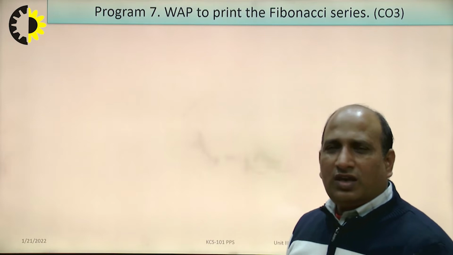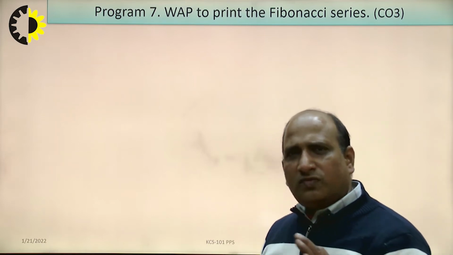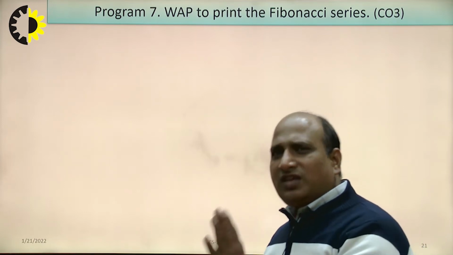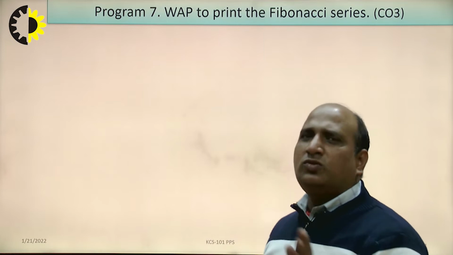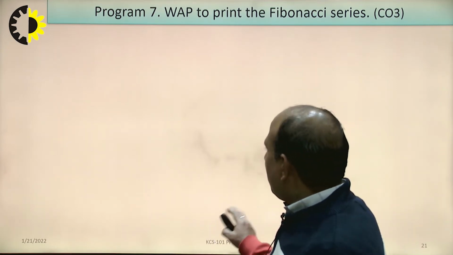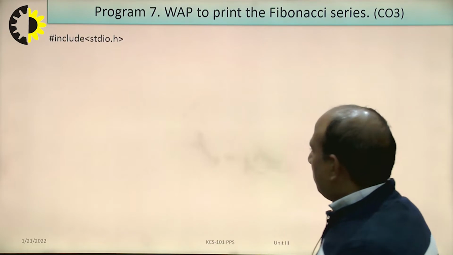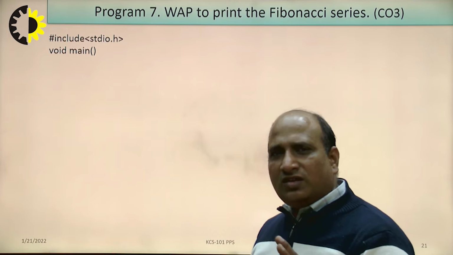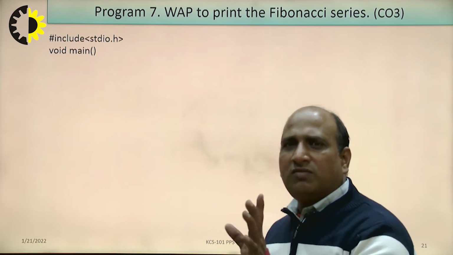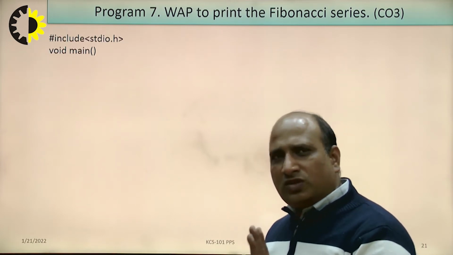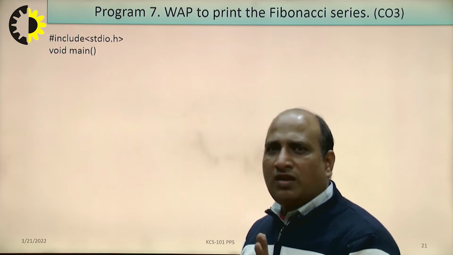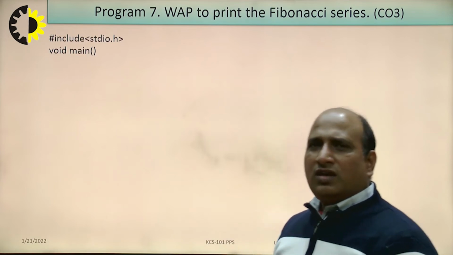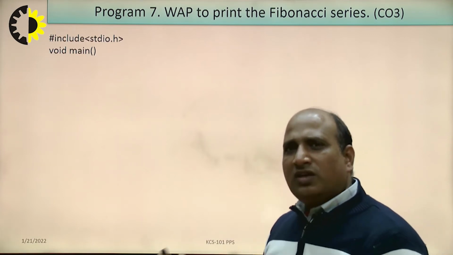As we all know, the Fibonacci series is a series whose first term is 0, the next term is 1, and the term after that is the sum of the previous two terms. If the first term is 0 and the next term is 1, then the next term will be 0 plus 1, which is 1. The previous two terms are now 1 and 1, so the next term will be 1 plus 1, which is 2. Okay, and the next term will be 2 plus 1, which is 3.